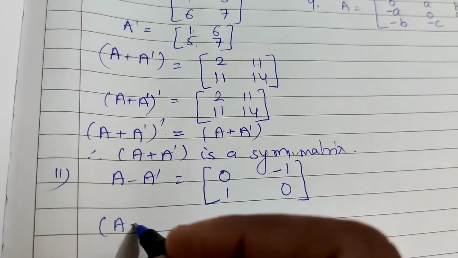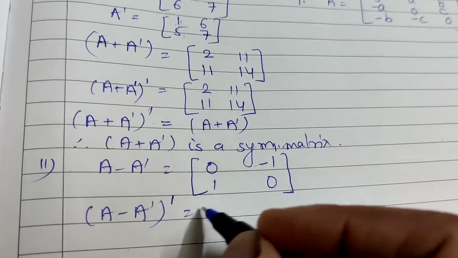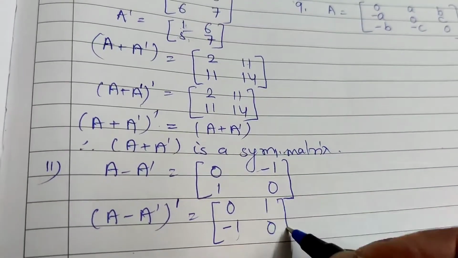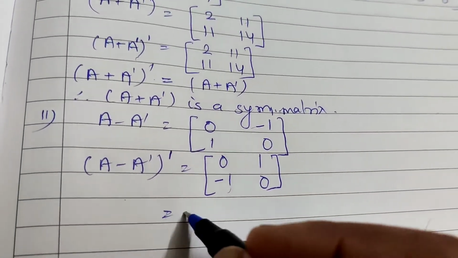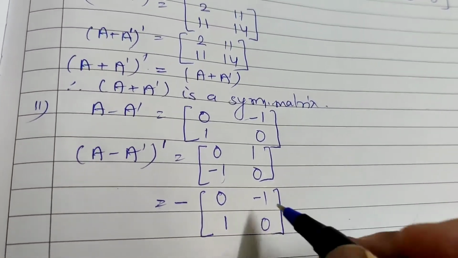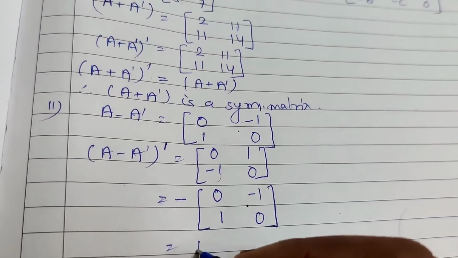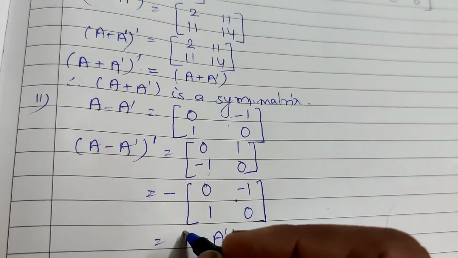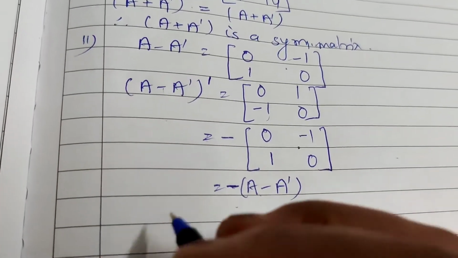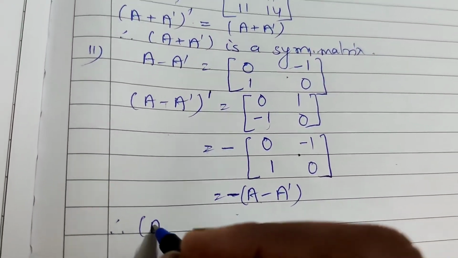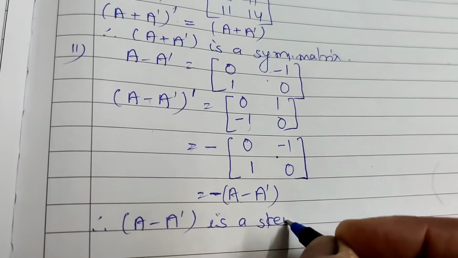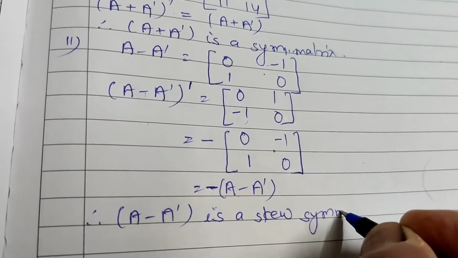Now the transpose of this: convert rows into columns. First row, first column, second row. Now you can take negative common: 0 1 minus 1 0. This is equal to A minus A dash. It is a skew symmetric, because if it equals the negative of itself, it means therefore A minus A dash is a skew symmetric matrix. Okay.